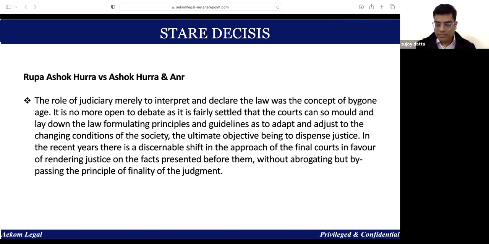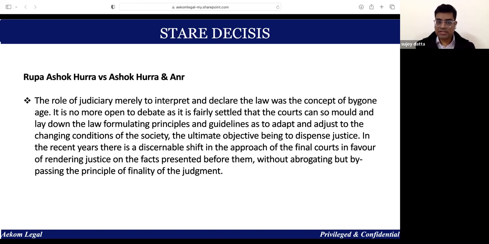However, as I'm sure all of us know, even amongst judgments of different months in a year on the Insolvency and Bankruptcy Code, you can have different points of view and different decisions on the same issue by different benches. And that is an aspect that has been recognized even by the Supreme Court of India in the celebrated landmark judgment of Rupa Ashok Hurra, in which it was said that the role of the judiciary merely to interpret and declare the law was the concept of a bygone age. It is no more open to debate as it is fairly settled that courts can mold and lay down the law, formulating principles and guidelines.